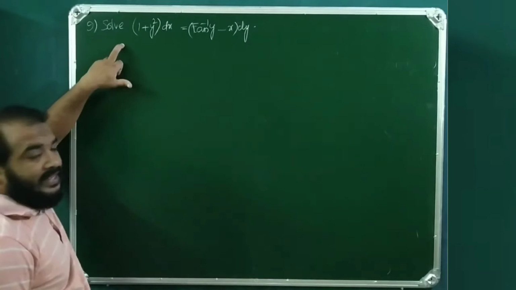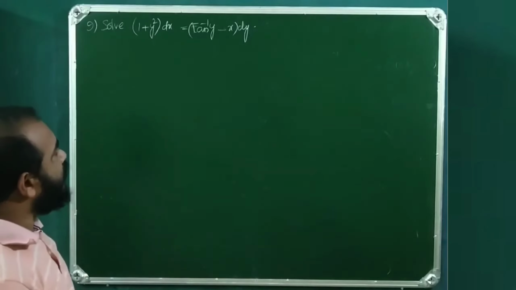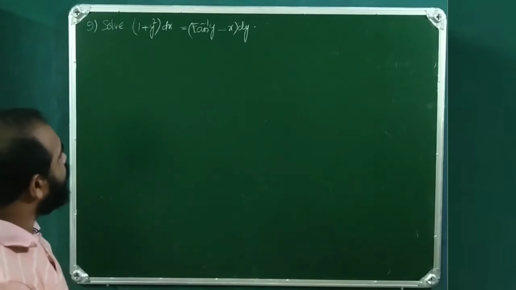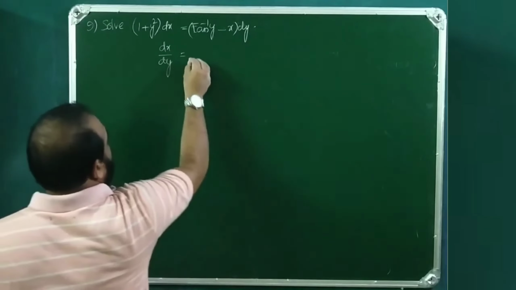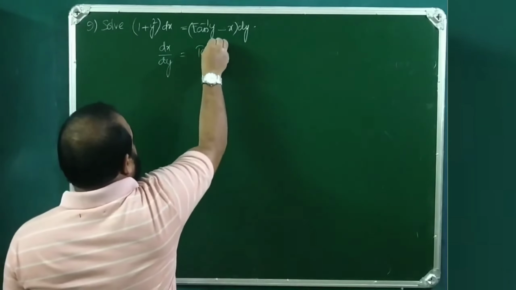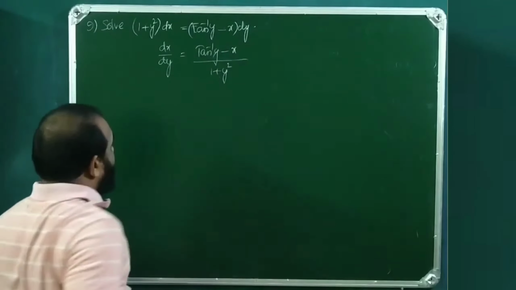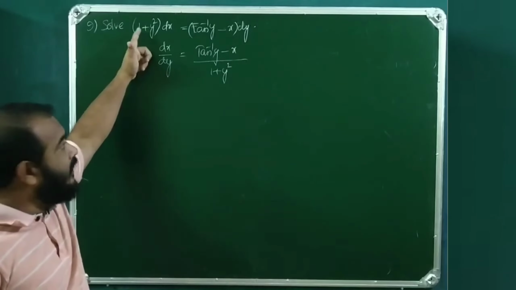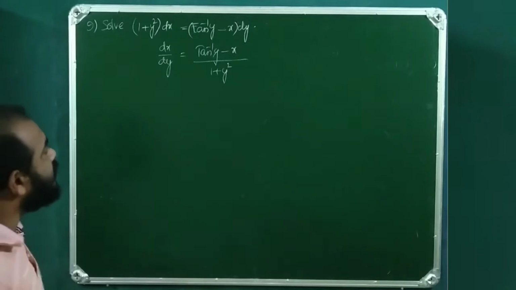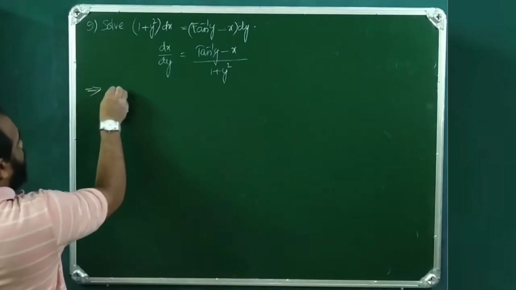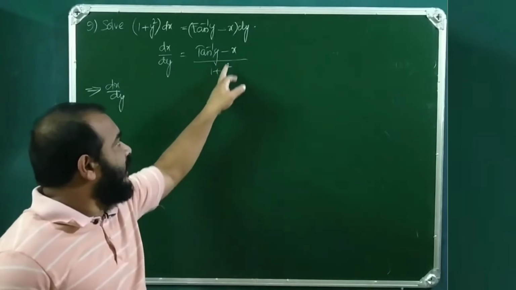This is example number 9 from the textbook. Solve 1 plus y square dx is equal to tan inverse y minus x dy. So here dx by dy equals tan inverse y minus x by 1 plus y square. Otherwise, if you write dy by dx, then 1 plus y square by this. So actually we cannot do anything further from that. So this is equal to dx by dy. So this is minus x by 1 plus y square.